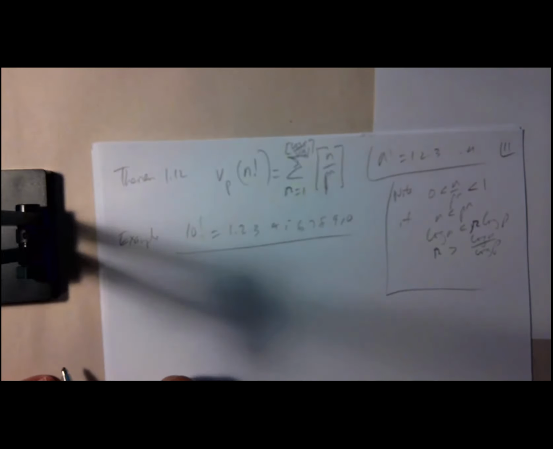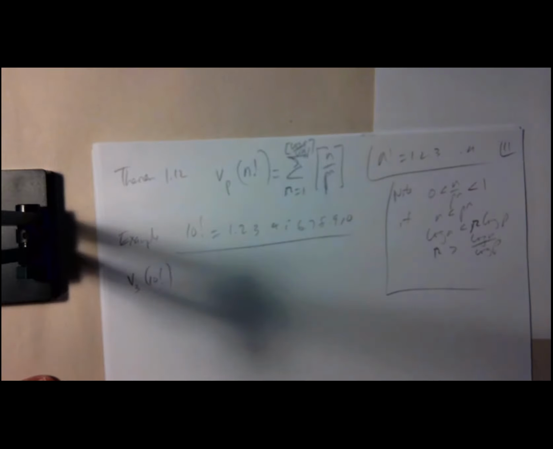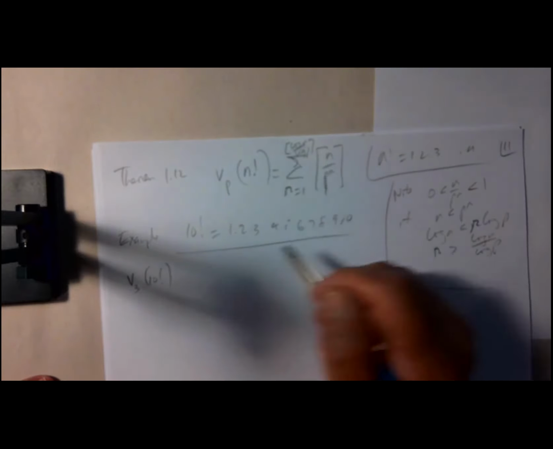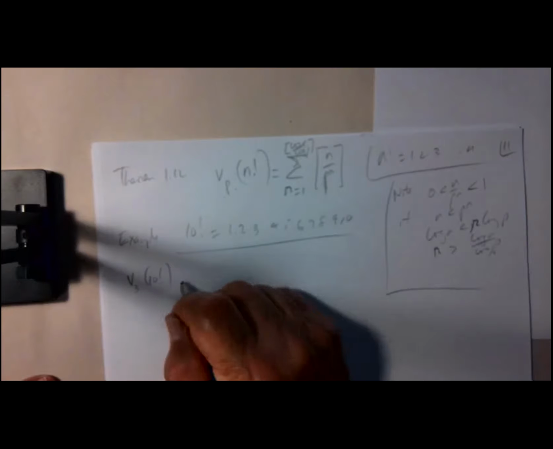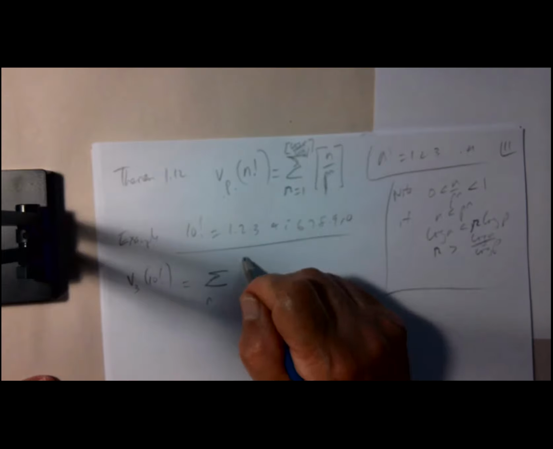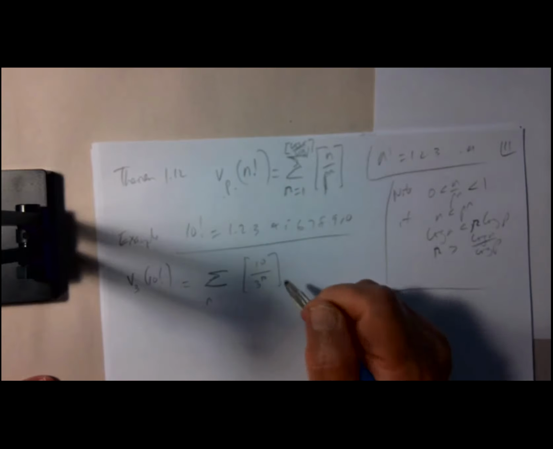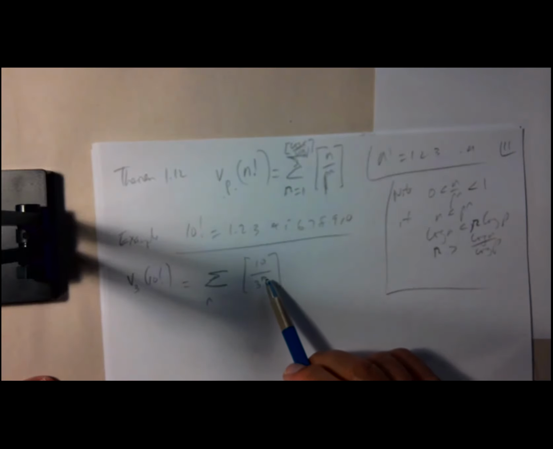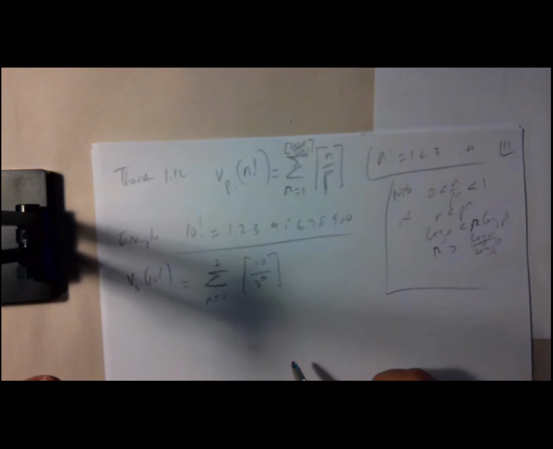What is the power of 3 that divides 10 factorial? By this formula, here we have p equal to 3 and n equal to 10. This is a sum over r of the integer part of 10 over 3 to the r. Now, r can be 1, r can be 2. Once r is 3 or greater, this is 0. So just r going from 1 to 2.